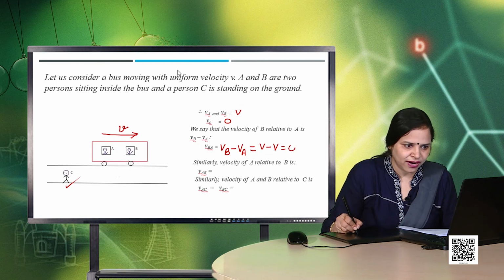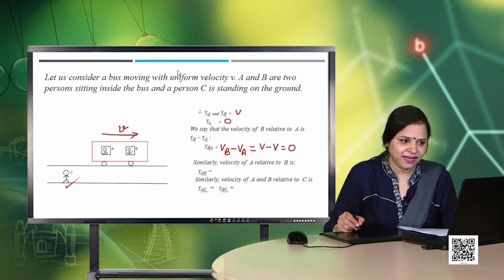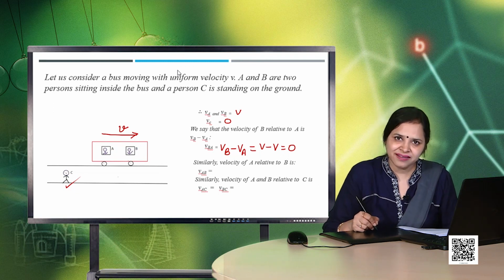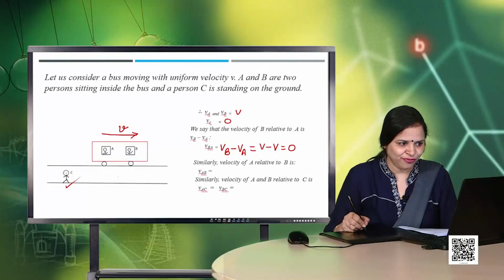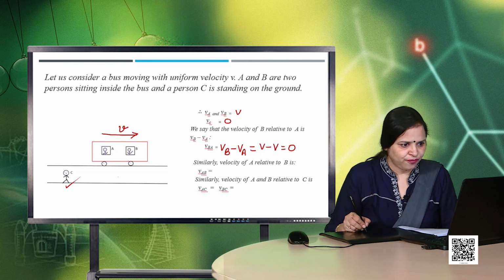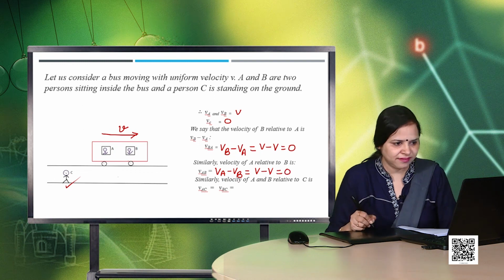So that is why the velocity of B relative to A is 0, and that is what we say, that both the persons who are sitting inside the bus, to them they both are at rest with respect to each other. Similarly, the velocity of A relative to passenger B is again VAB, which can be written as VA minus VB. Again, since both are moving with the same velocity, the relative velocity will be 0.